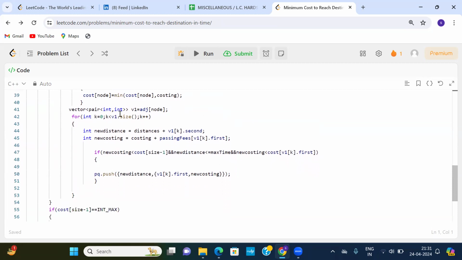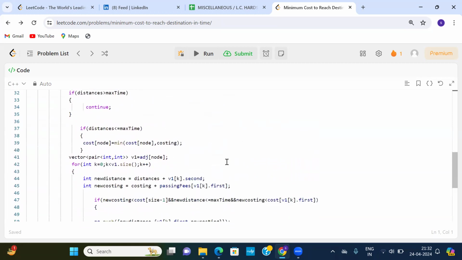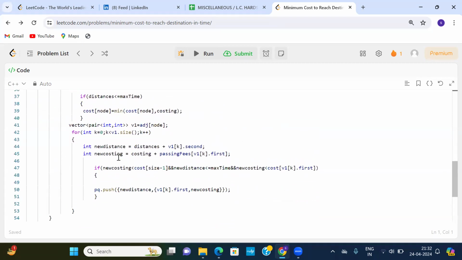This is the new distance which it will require to travel to that particular city, and this is the new cost, that particular cost which is given in the priority queue plus the passing fees of that particular city. If new costing is lesser than cost at the index of size minus 1, it means if I am able to reach my destination city in a much better cost, then this condition will become true. As well as it is following the constraint, that is new distance is lesser than or equal to max time, as well as the new costing is lesser than cost at the index of v1 at the index of k.first.